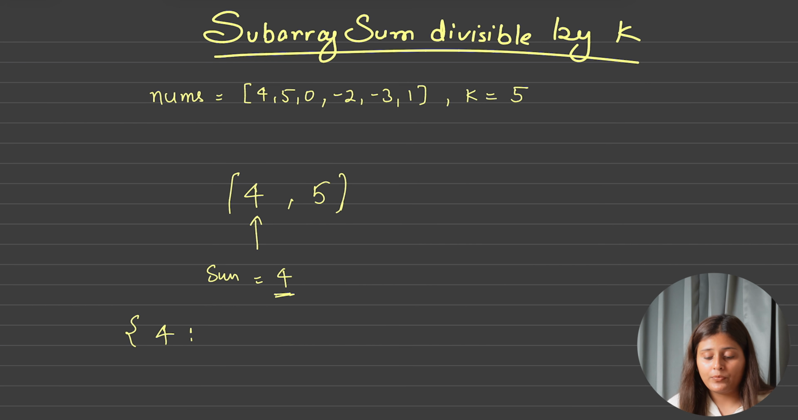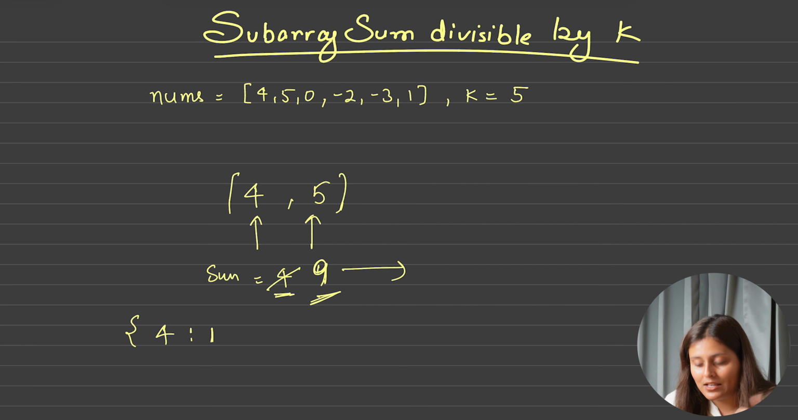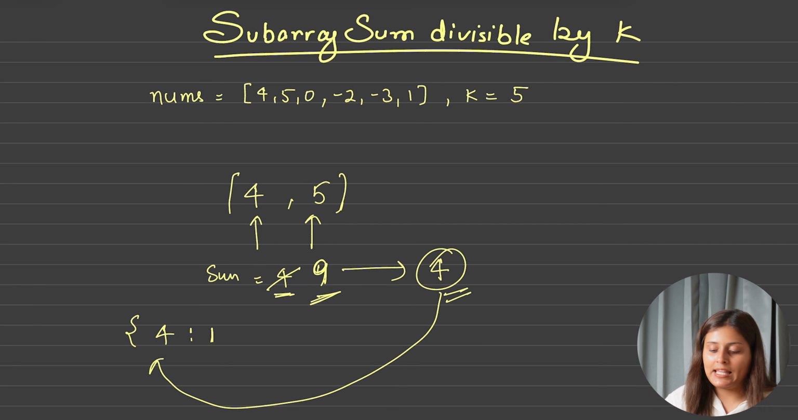Next time my prefix sum will add 5 also, and the summation will become what? 9. Yes, 9. And what modulo does 9 give? 9 also gives the same modulo, na? Yes. What modulo does it give? 9 also gives modulo 4. And is this 4 already there? Yes, it is.